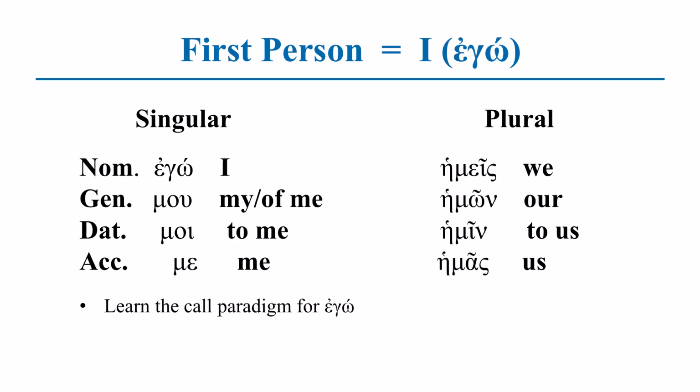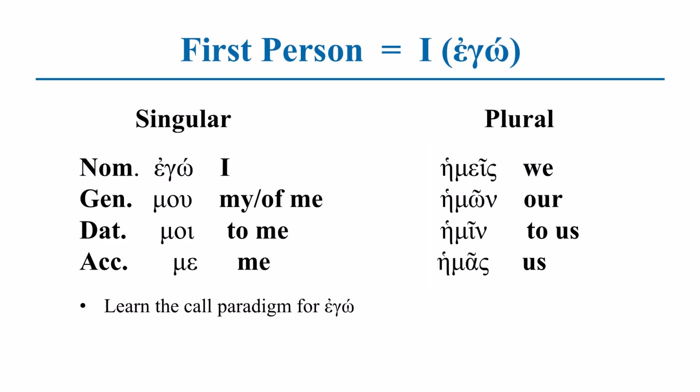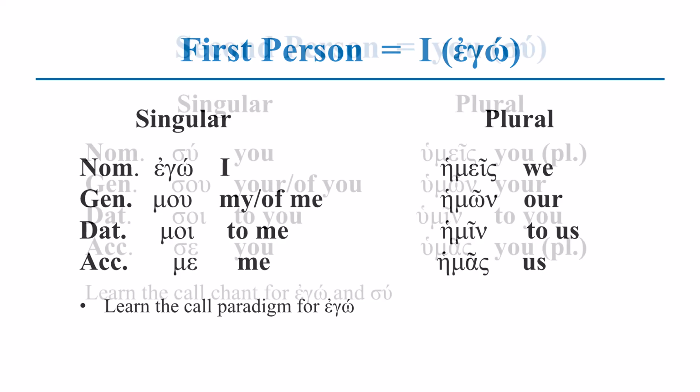So let's look at the first personal pronoun, I. Remember, there's that rough breathing mark that is causing the H sound. It's not emes, it's hemes. So in the plural you have hemes, hemon, hemin, hemas. We, our, to us, us. So this is the first person. And this is how you say words like I, my, to me, we, ours, us in the Greek. So it's very important that you master the first personal pronoun.